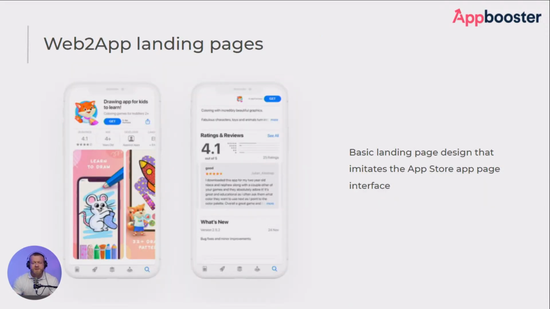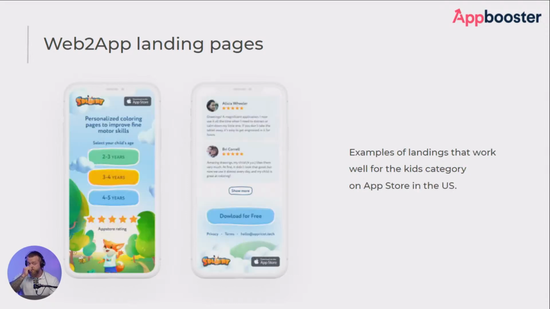What can landing pages for web-to-app funnels look like? On this slide, you can see one of the basic landing designs. It simply copies the interface of a standard App Store app page and has a Get button well known to all users. After this button is clicked, the user is directed to the App Store. But these can also be all kinds of landing pages, from very basic ones containing the main USP to various quiz mechanics, onboardings, and so on.